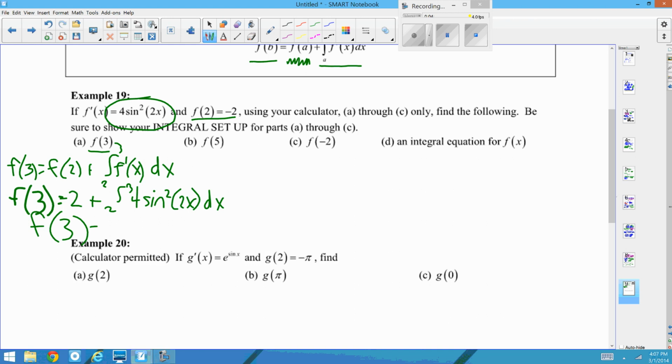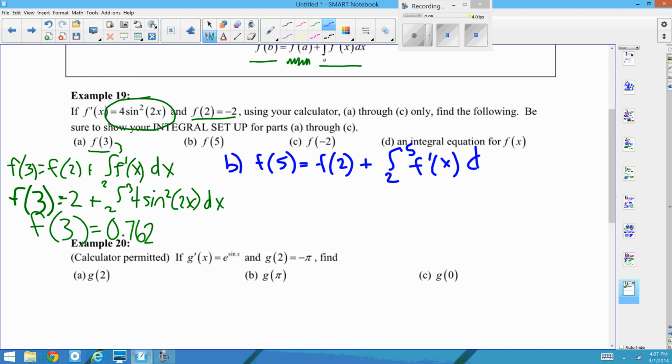Okay, and I think this one is about 0.762 or 0.763, either way. All right, for part B, f of 5 is just going to be f of 2 plus whatever we've accumulated from 2 to 5 of f prime of x dx.